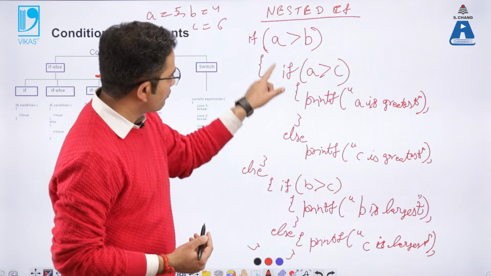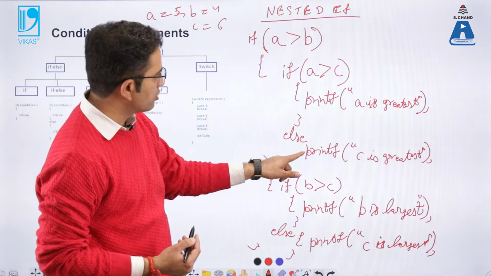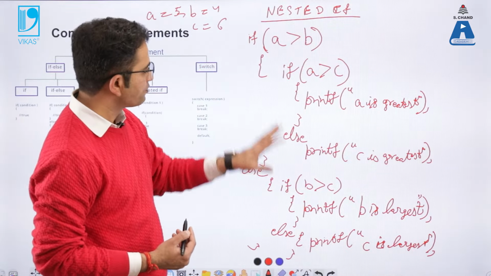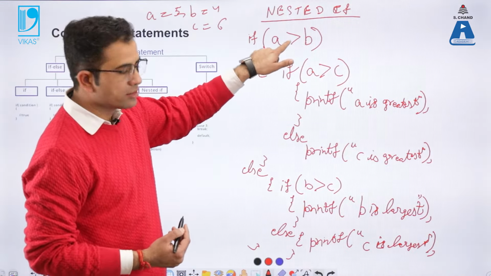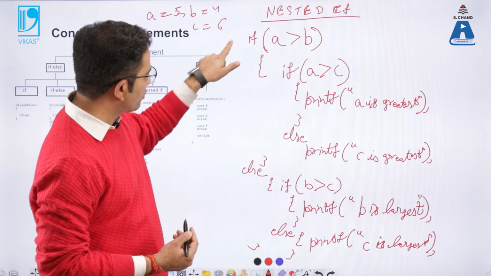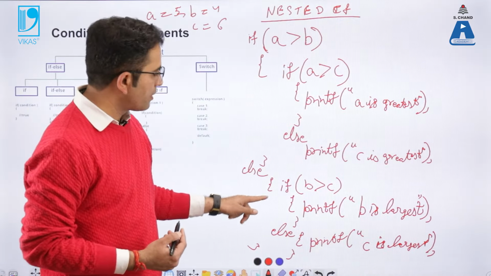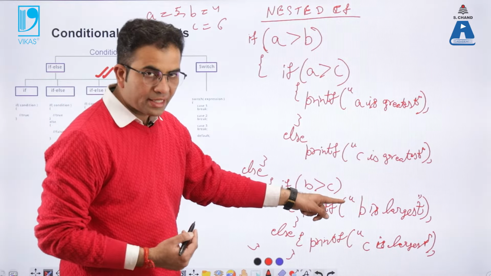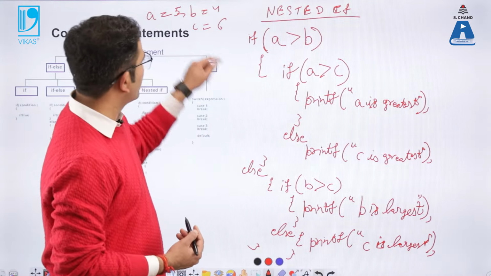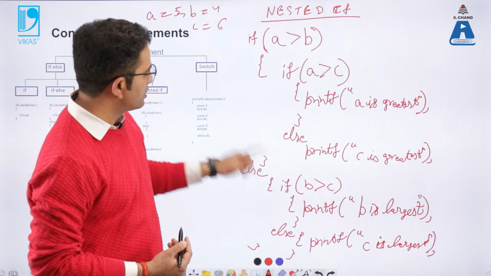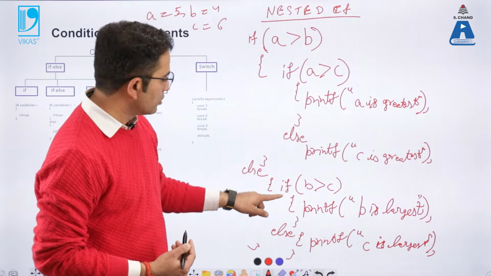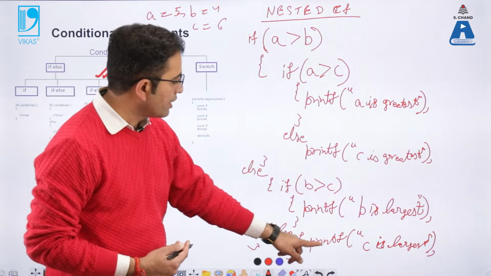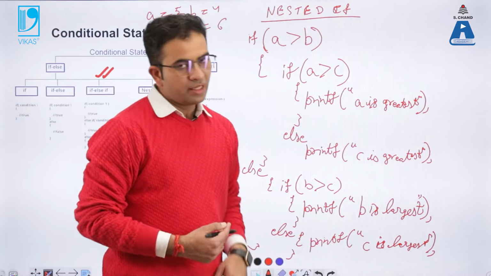Now, if the initial statement is false, then the control goes towards the else part, and we check again. If b is greater than c, for example 4 is greater than 6, that is false, so the control moves towards the else part, where by default it is written that c is largest.